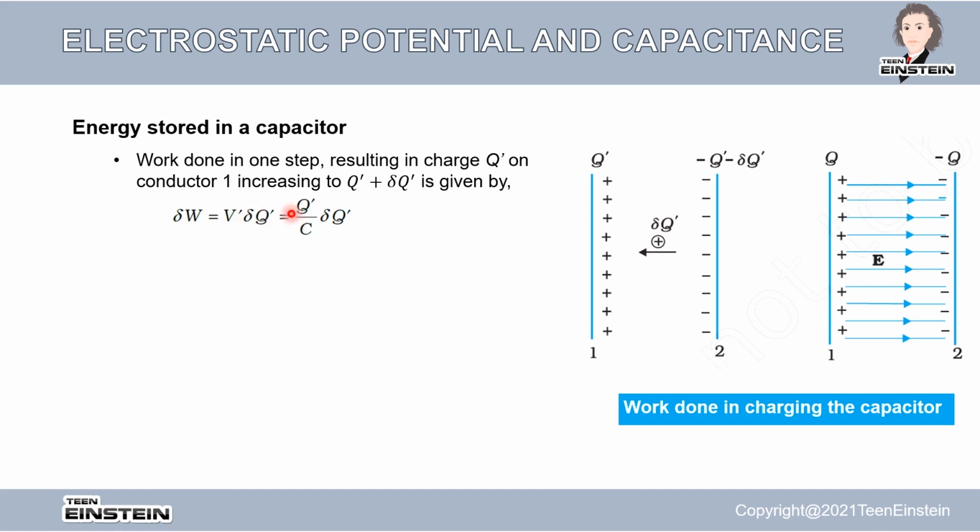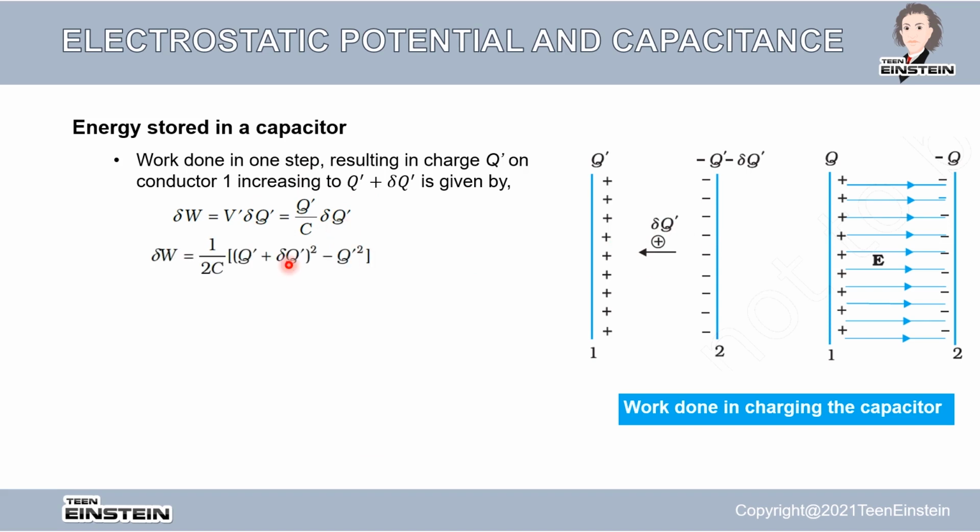So V dash can be written as Q dash divided by C. So this is the work done in this one step. Remember, listen carefully. The charge on this plate is Q dash and the charge on this plate is minus Q dash. To bring the delta Q dash from this plate to this plate, we need to do this much work, right?